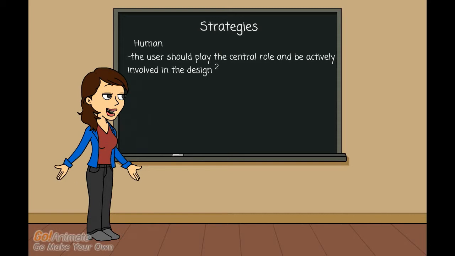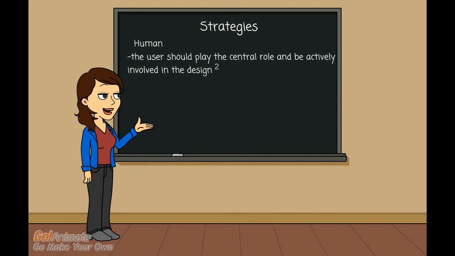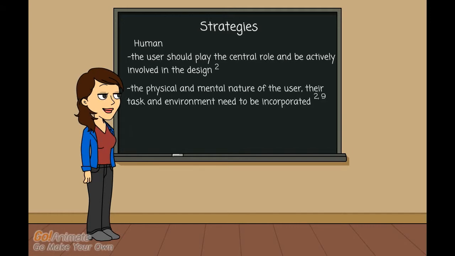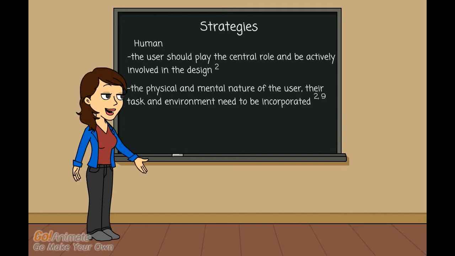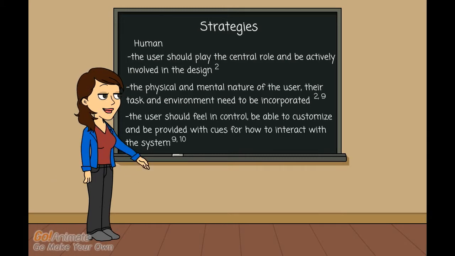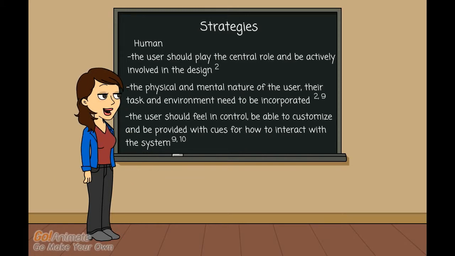User needs, rather than computer needs, should be at the center, with the user involved in the design process if possible. The user's physical and cognitive abilities, task requirements and environment need to be included in the design. Finally, the user should be able to tailor the system to suit personal needs and be able to learn and work with it without referring to a complex user manual.